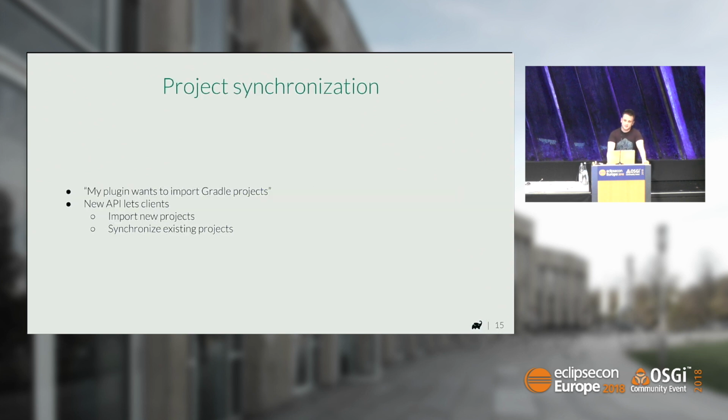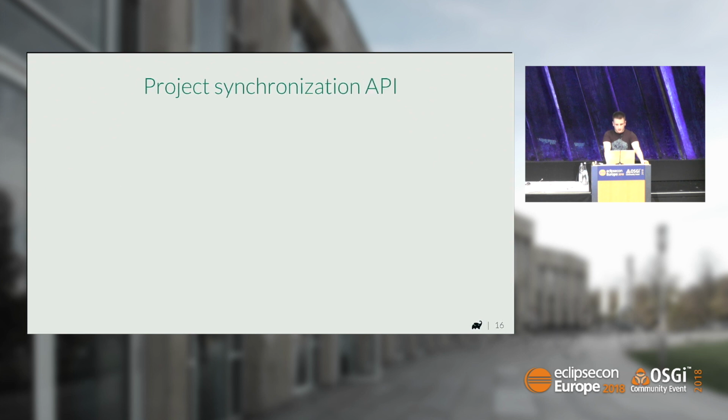We implemented these APIs in Buildship 3.0. The first one is project synchronization. There, the idea is simple. You, downstream dependencies, want to specify a project. They want to import it to the workspace or synchronize existing projects with the workspace. Okay, here is how it looks.